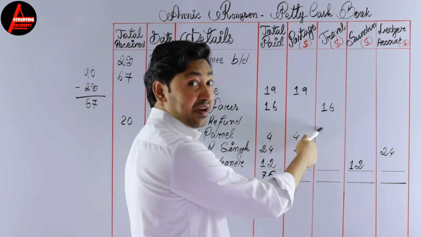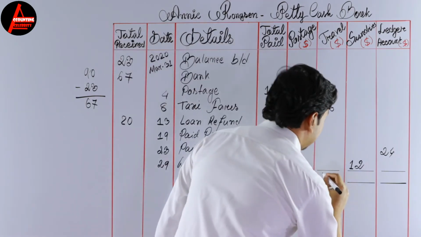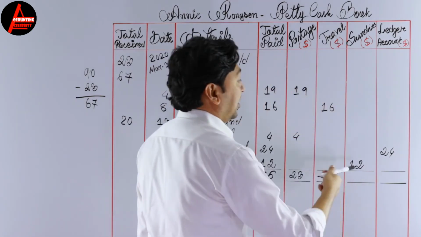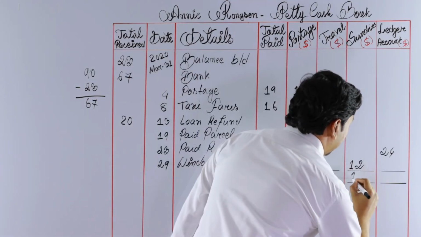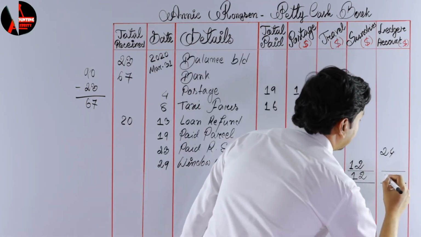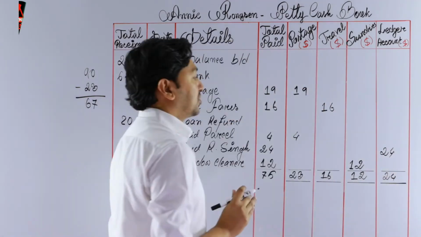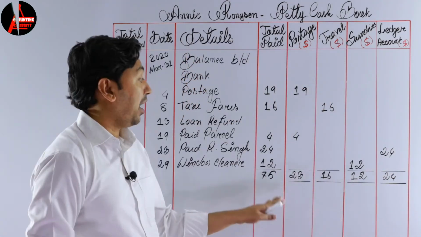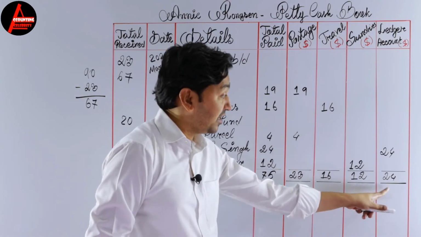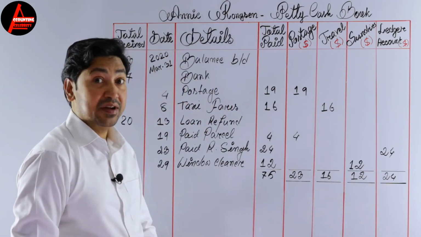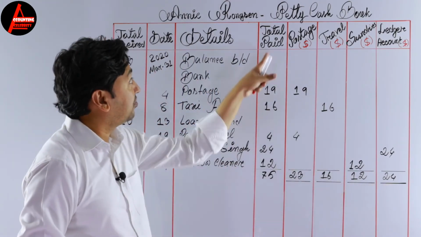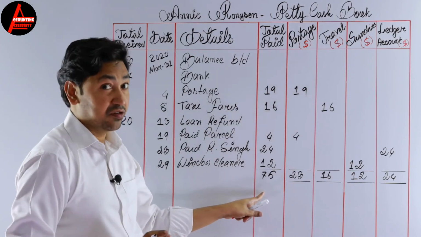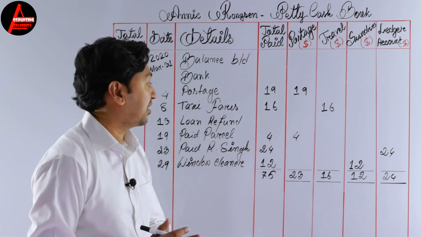Then here only one item, so let us write it here, $16. Here only 12, only one amount. Here only one amount, 24. So we added all these columns and we have drawn closing lines. See, we have a closing line here, but there is no closing line in the total paid column. Do not close this column. Still we have something to write here.